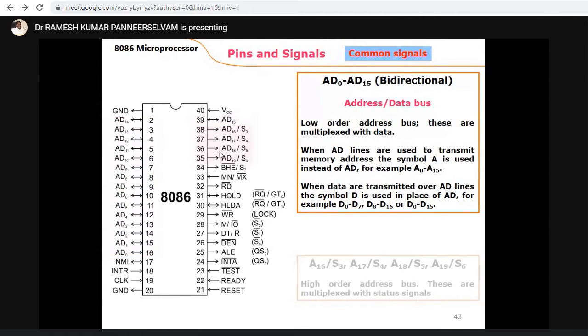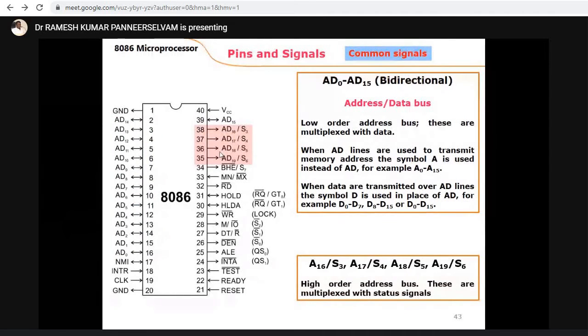Clear. So the next signal is pins 35 to 38. They carry the higher bits of the address, A16, A17, A18 and A19, and sometimes they are also used to represent the status S3, S4, S5 and S6. So here it is multiplexed with status signals.